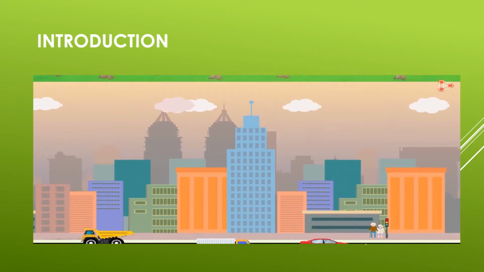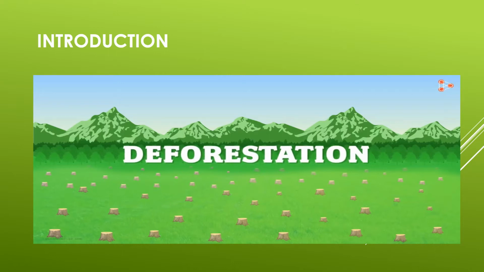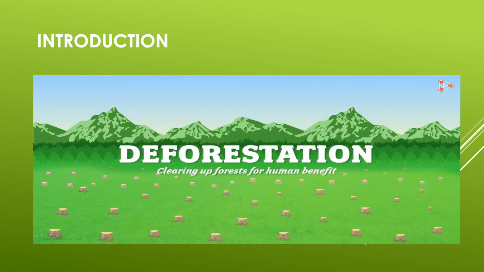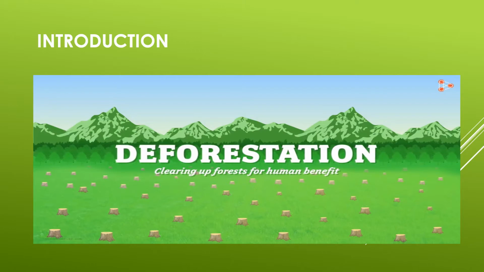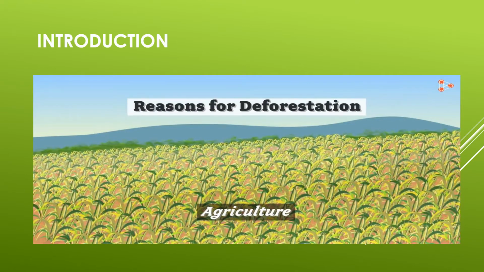Can you tell me what this process is called where many trees and plants are cut out? Yes, we call it deforestation. Clearing up forests for human benefit is called deforestation. Can you name a few reasons why man clears up forest lands? Agriculture, that's right. We clear land to bring more land under cultivation.